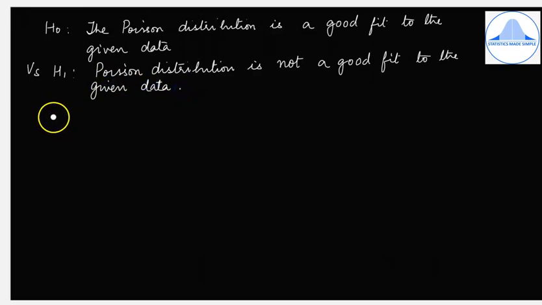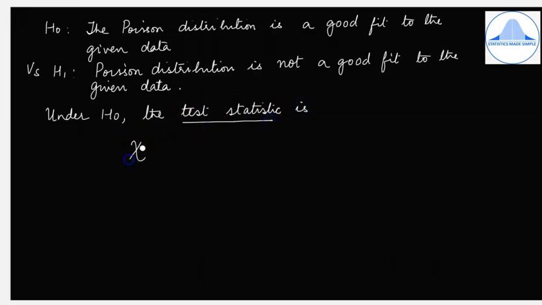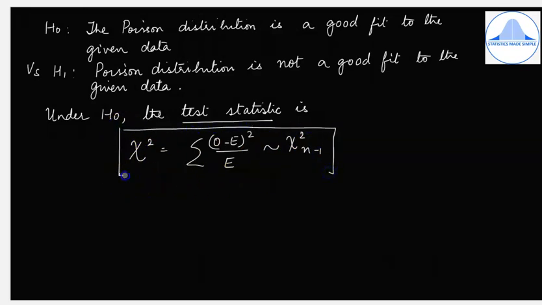Next we'll write down the test statistic. So under H0, the test statistic is chi-square equal to summation, covering both the numerator and denominator, O minus E whole square divided by E, which will follow chi-square with n minus 1 degrees of freedom. So this is the test statistic.